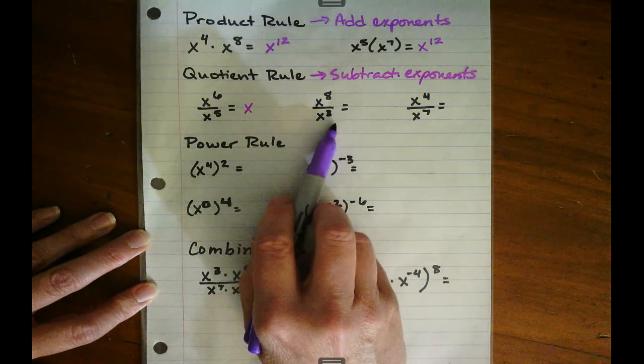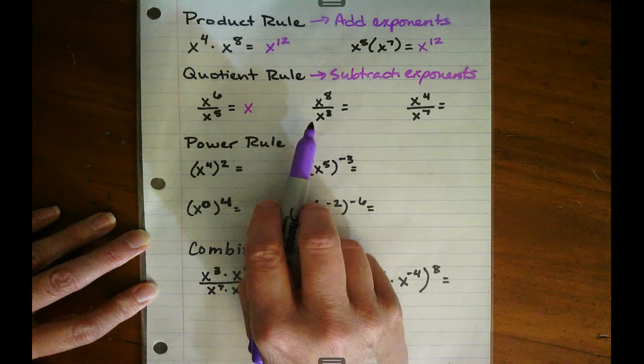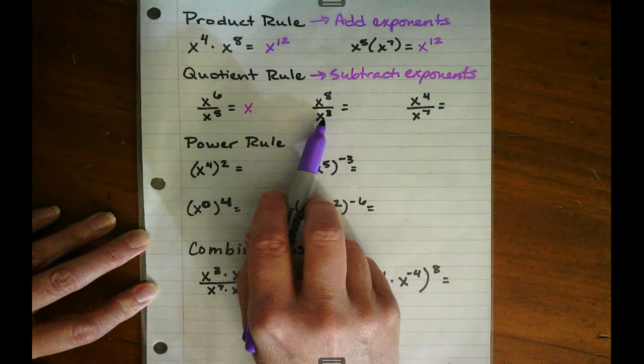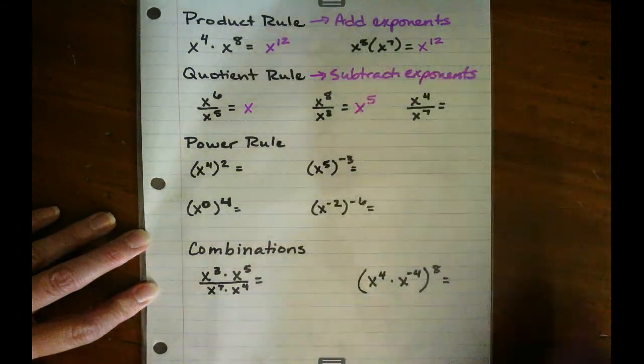On the next one, my 3 is not very clear there, but this is supposed to be x to the 8th over x to the 3. Again, we can do 8 minus 3. That leaves us with an x to the 5th in the numerator.